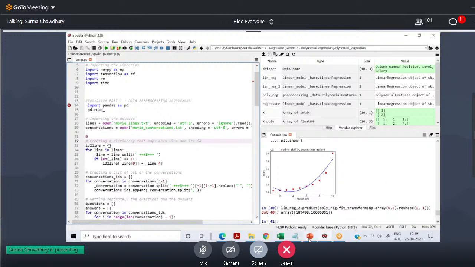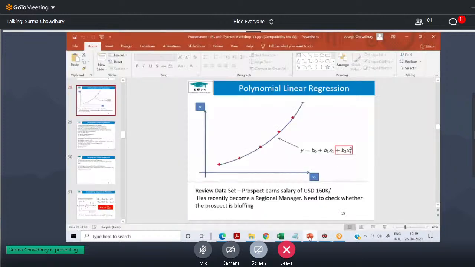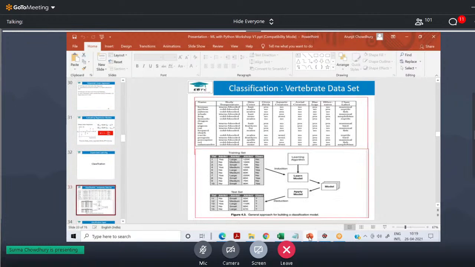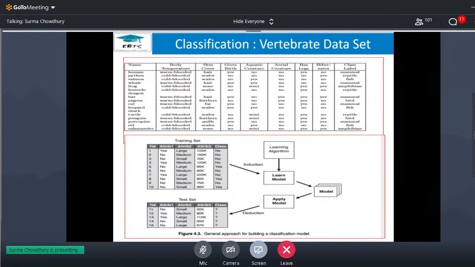Now let me go to one slide. This is a very popular data set called the vertebrate data set. Whenever we start our exercise, as you do a hello world when you start learning C or any language, we start many machine learning trainings using this vertebrate data set. It's one of the really popular data sets.